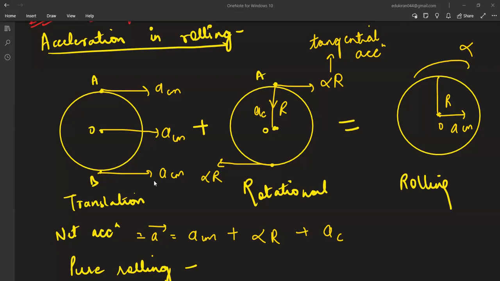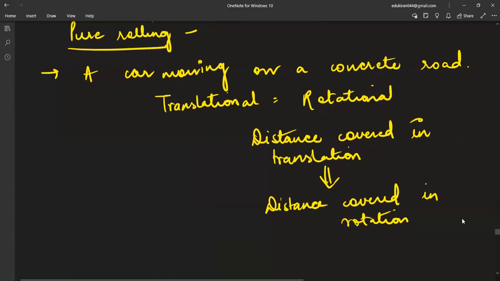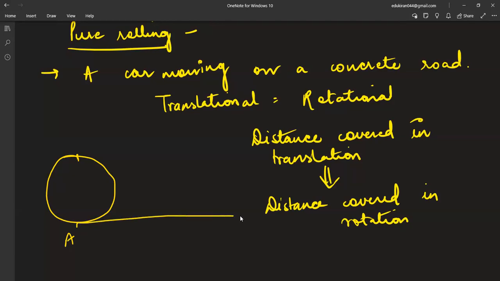So that becomes translation distance and rotation is over. That is a case of pure rolling motion. For example, a car moving on a concrete road, translation motion is equal to rotational motion. So you can take this example. These are the reference points. Suppose the tire has reached this point. This distance is 5 meters and this is also 5 meters. That is, distance covered in translation is equal to distance covered in rotation.